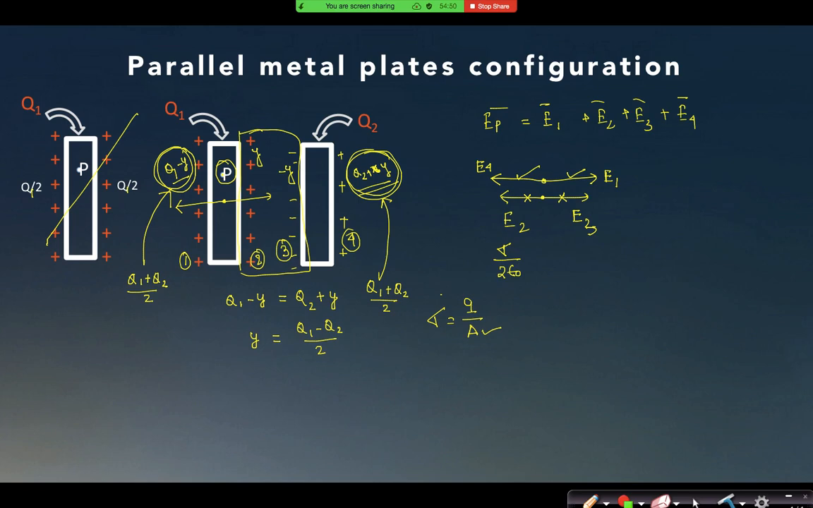This is in order to make the electric field at point P, which is an inside point of a metal plate, 0. So in that way we can find the metal plate configuration and their charges.